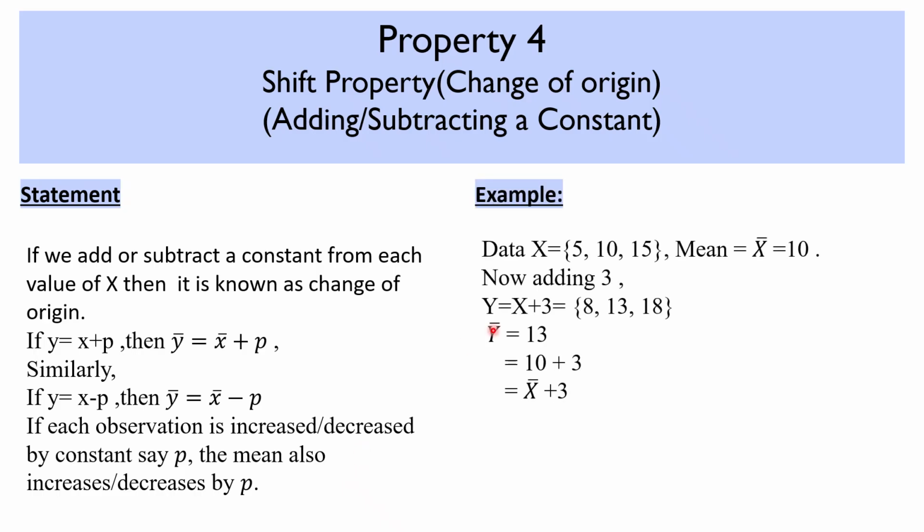For example, say a data set consists of 3 points, and its mean comes out to be 10. Now, by adding 3 to the variable, the new variable becomes 8, 13 and 18. Y bar comes out to be 13, which is equal to 10 plus 3. 10 is nothing but our old variable mean, plus 3. So here we can observe that the new variable mean is equal to the old variable mean plus the constant term which was added.